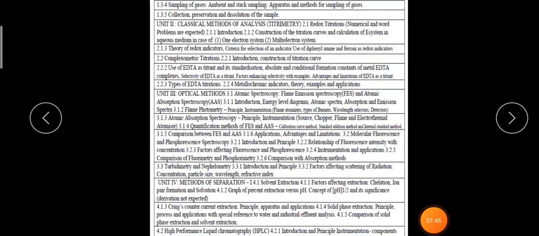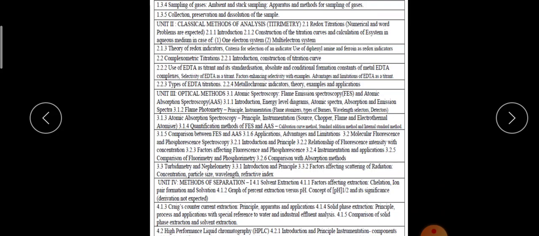In molecular fluorescence and phosphorescence spectroscopy, we have to see the introductory part, then its principle, the relationship between the fluorescence intensity and the concentration, the factors affecting fluorescence and phosphorescence, and its instrumentation. 2 techniques will be there, fluorimetry and phosphorimetry, and comparison with the absorption methods. And the last part of this unit is turbidimetry and nephelometry.